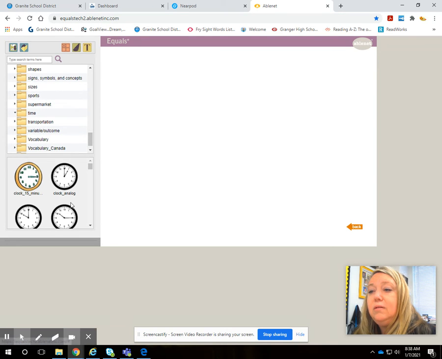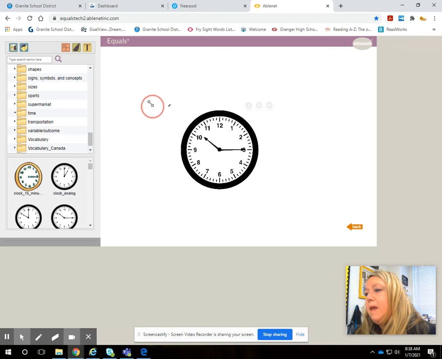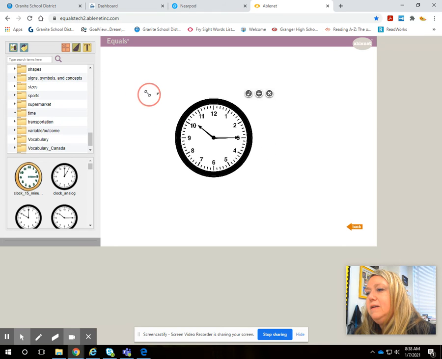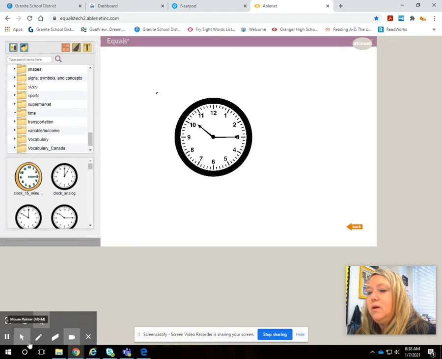There we go. Here's some clocks. Okay, let's look at our first one right here. Now, this one, I think that's as big as it will go. Our long hand is pointed at the 3, so we know that it's 15 minutes, right?